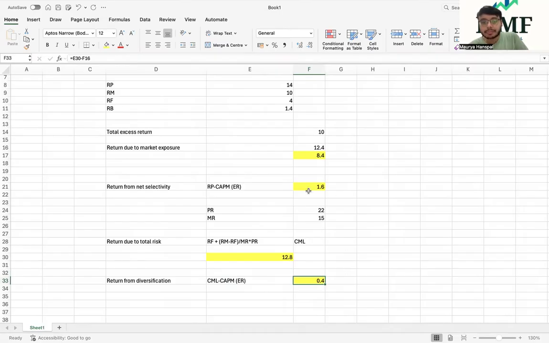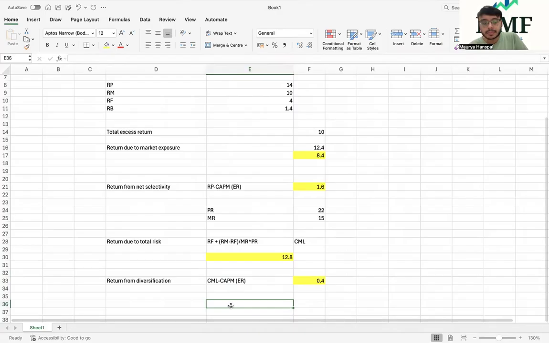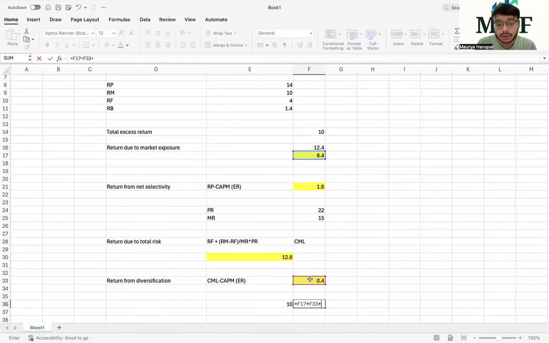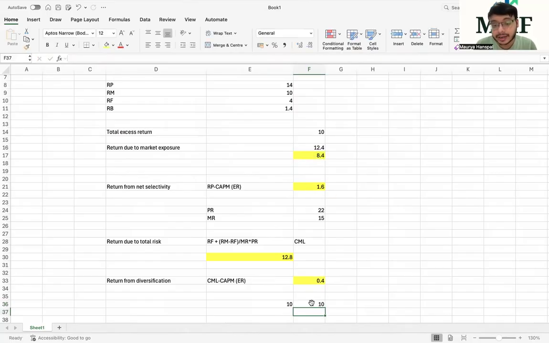तो here what is happening, ये जो 10% है ना, it's a summation of 8.4 plus 0.4 plus 1.2, because this 0.4 has been adjusted from return from net selectivity and you get a 10%. तो ये जो आपको 0.4% आया है ना, it's a part of 1.6 only. The 0.4 is a part of 1.6 only. अलग नहीं है. So here we break down the total excess return or the alpha into three major components.